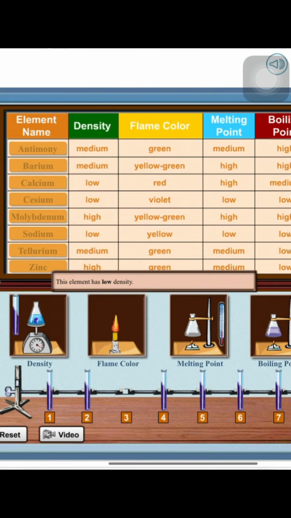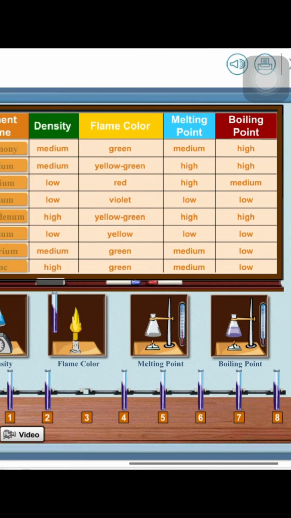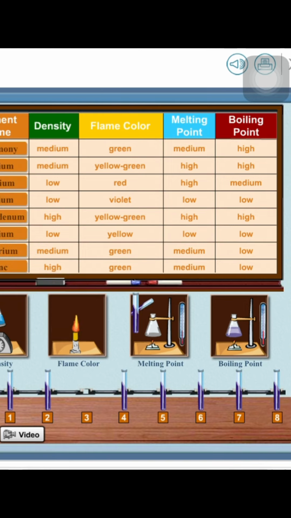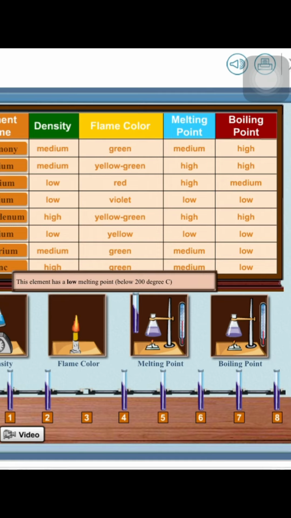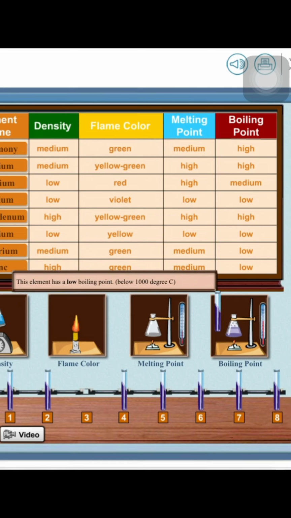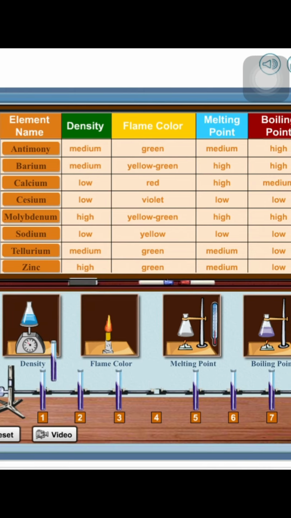For mystery element number 3, it has low density. A yellow flame was produced. It has a low melting point and also a low boiling point. Congratulations! You have correctly identified the mystery element. The element name is sodium.